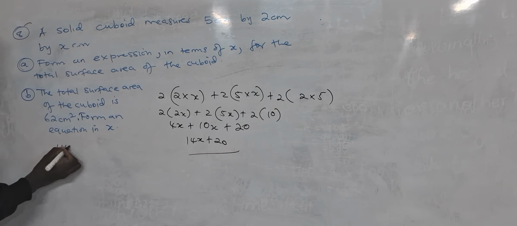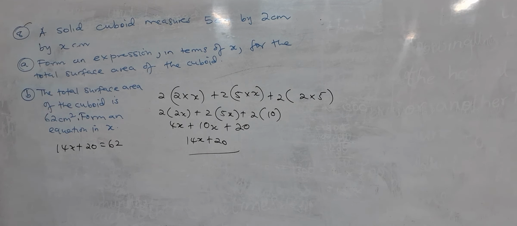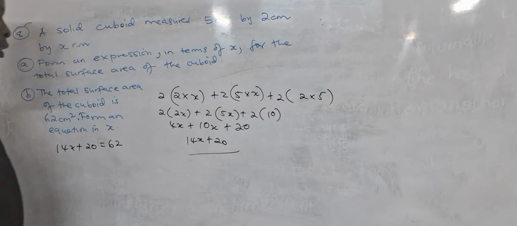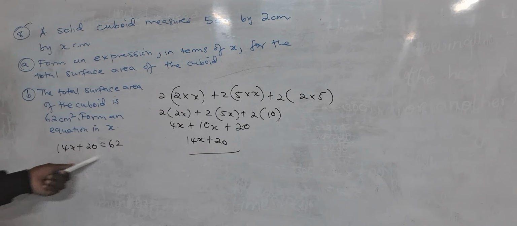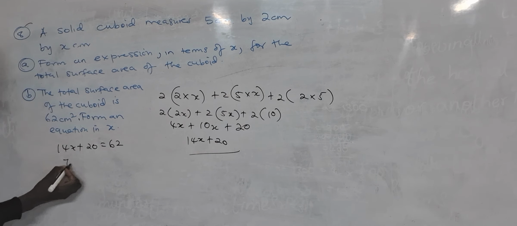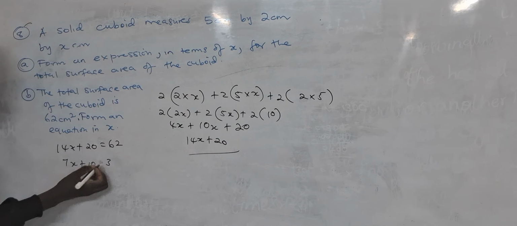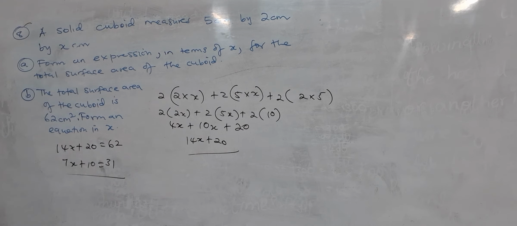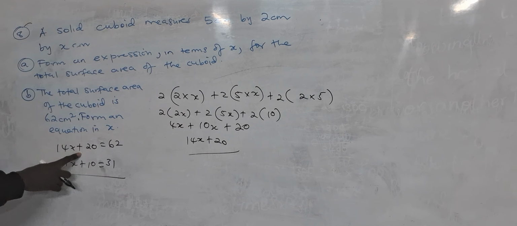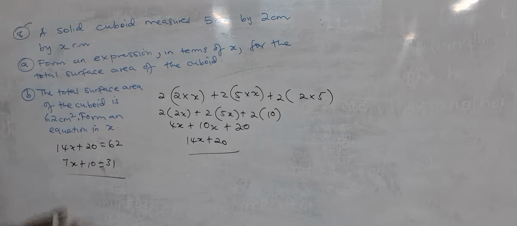The equation is nothing but 14x plus 20 is equal to 62. Which can be further reduced. You can divide the whole equation by 2. This will give you 7x plus 10 is equal to 31. If you divide here by 2, here by 2, here by 2, this will be the final equation. But even if you leave it like this, no problem. Marks will be given for this.